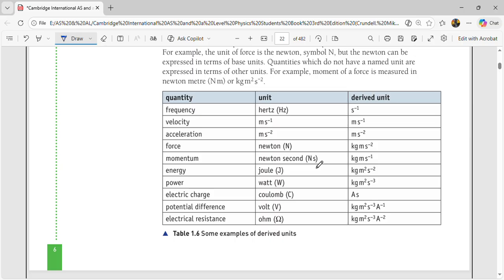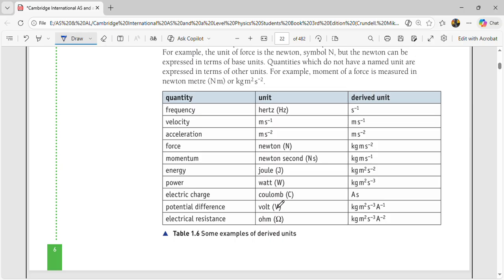Or it can be kilograms meters per second. Why? Because momentum is mass times velocity. Energy is joules, or it can be kilograms meters squared per second squared. Why? Because energy is like force times distance, like work done.